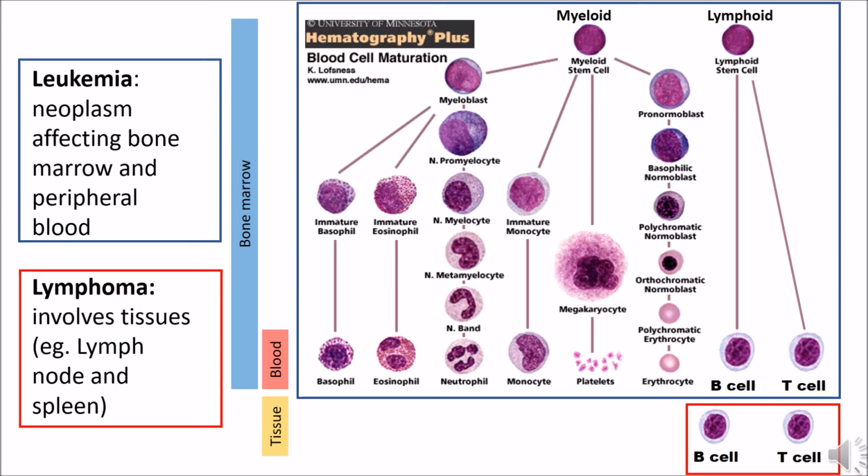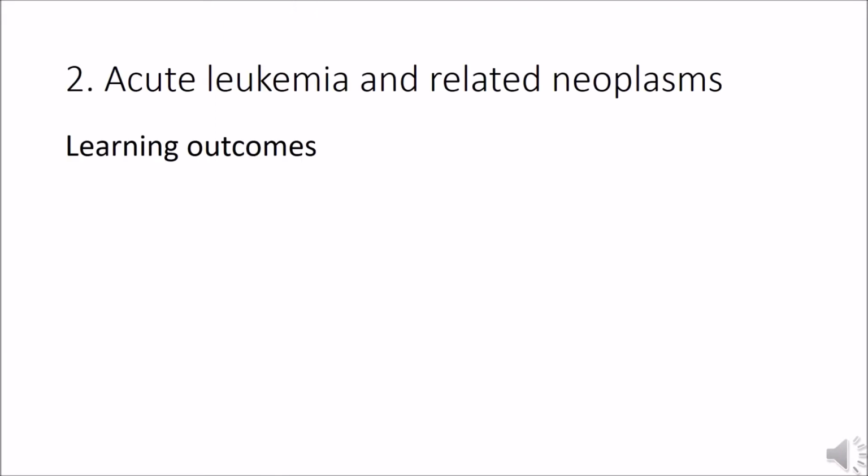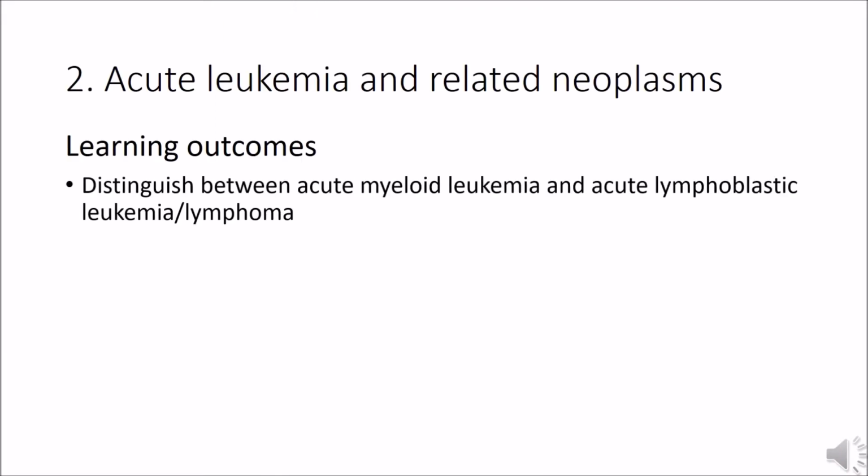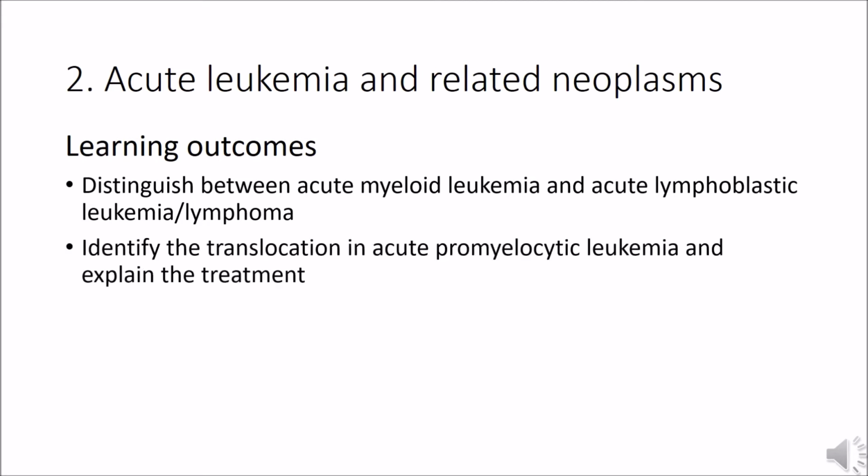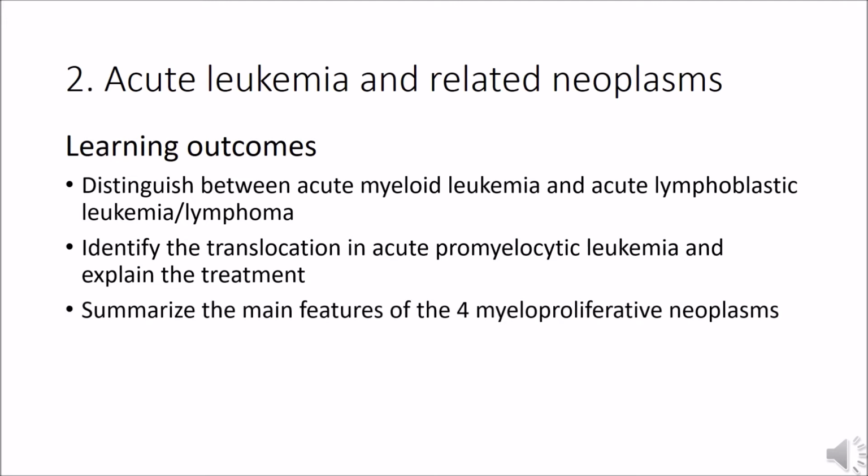Lymphomas are generally lymphoid. By the end of this section, you'll be able to distinguish between acute myeloid leukemia and acute lymphoblastic leukemia/lymphoma, identify the translocation associated with acute promyelocytic leukemia, as well as the treatment, and finally summarize the differences between the myeloproliferative neoplasms.